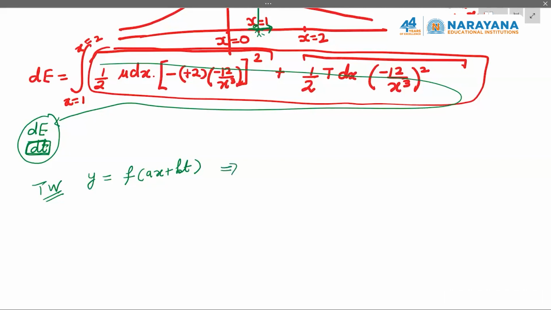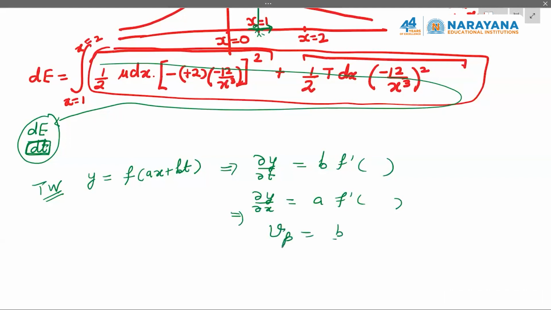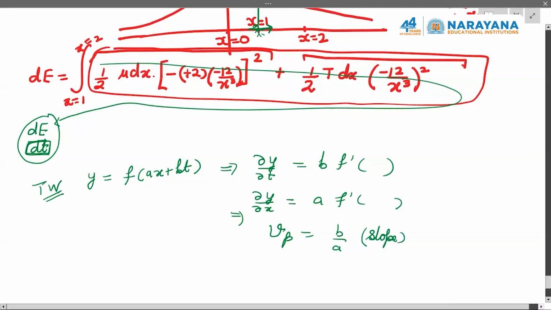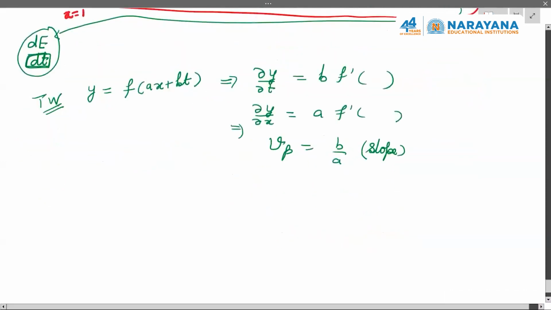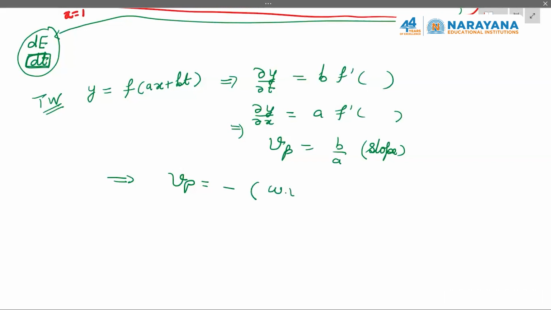So we all understand that particle speed is ∂y/∂t, and slope is basically ∂y/∂x. So ∂y/∂x is a, f prime of that same function, and ∂y/∂t is b, f prime of that. So when you divide, particle speed I'm getting as b by a into the slope ∂y/∂x. So that's what I was saying: if you look into this equation, effectively what we get is Vp is equal to negative of the wave velocity with sign, the direction in which the wave is going, multiplied by the slope.